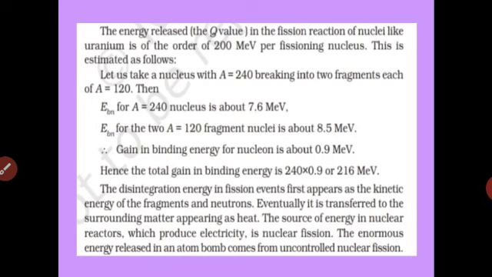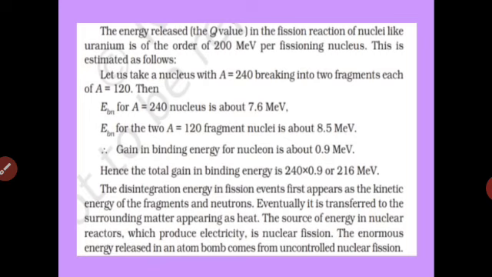The disintegration energy in fission events first appears as the kinetic energy of the fragments and neutrons. Eventually, it is transferred to the surrounding matter, appearing as heat. The source of energy in nuclear reactors which produce electricity is nuclear fission. The enormous energy released in an atom bomb comes from uncontrolled nuclear fission. It is important at this point to understand that fission, when it is controlled, is very beneficial, and when it is uncontrolled, it is equally disastrous.